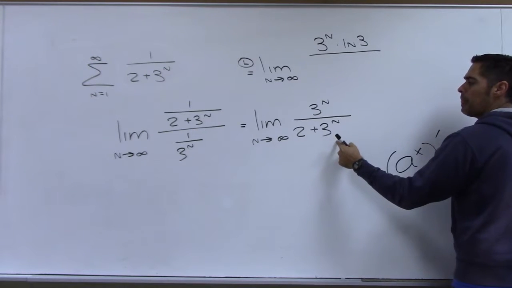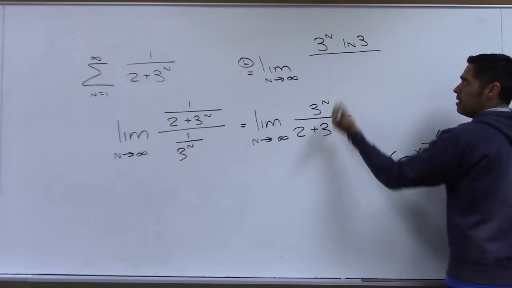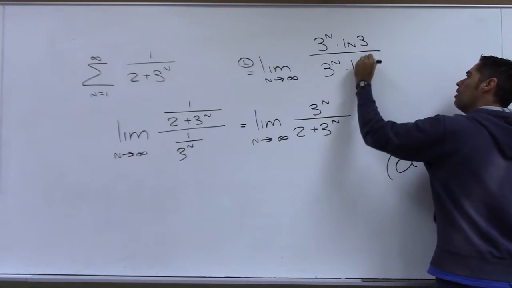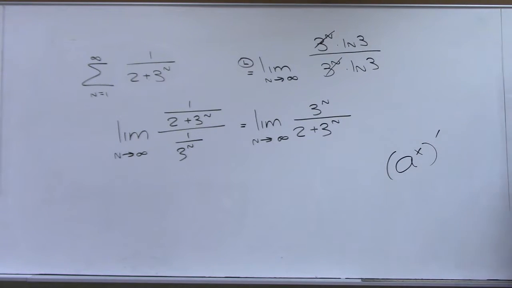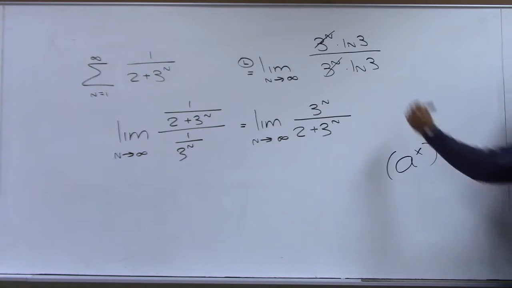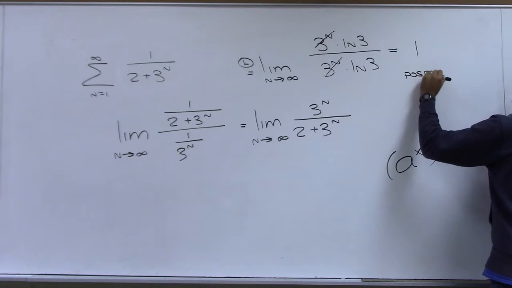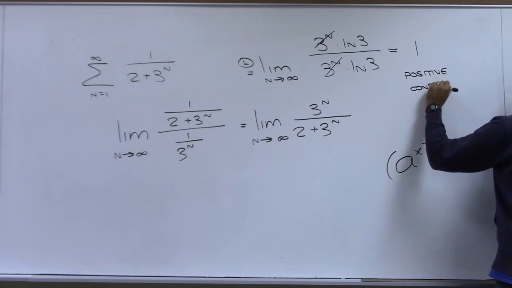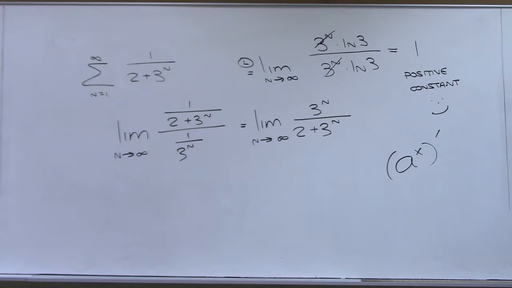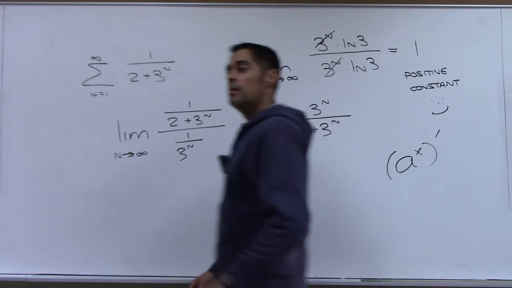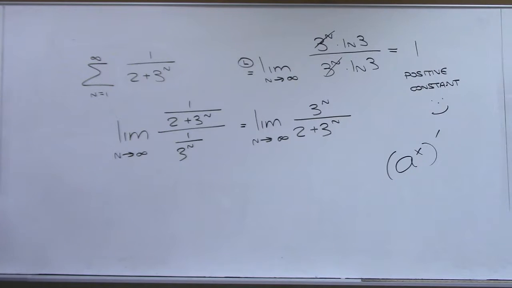Derivative of the bottom. Derivative of 2, gone. Derivative of 3 to the n, well, we just did that, right? 3 to the n, natural log 3. Again, right? The 3 to the n's cancel, and you get natural log 3 over natural log 3, which is 1, which is a positive constant. That means we're happy. Because that means that whatever the series we compared it to does, our series does.